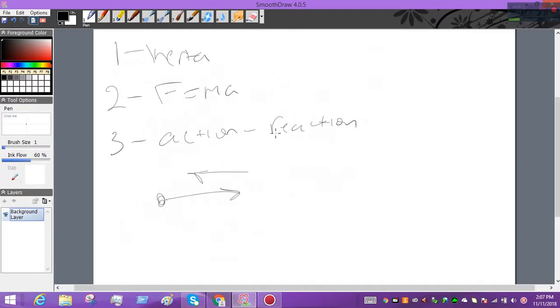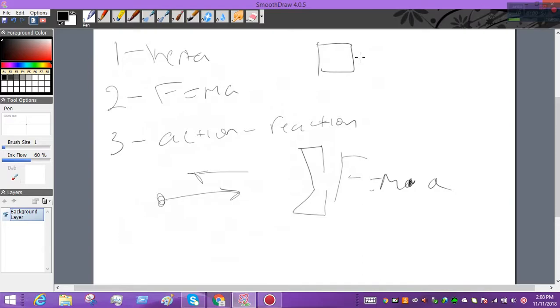The second law is force equals mass times acceleration, and it's really net force equals mass times acceleration. So that essentially says that your net force will be equal to your mass times acceleration. And the third law is for every action there's an equal and opposite reaction.